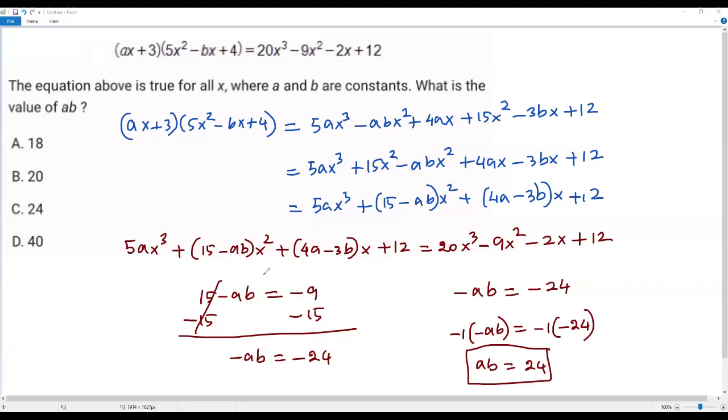I got the value of ab. So the value of ab is 24. We find 24 in option C. So the correct answer choice for this question is option C.